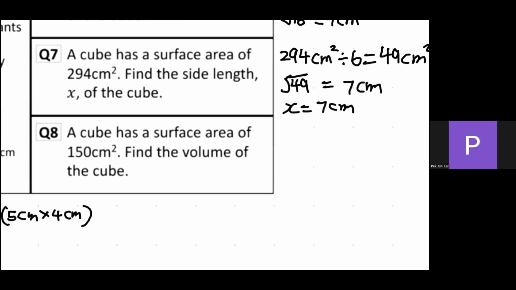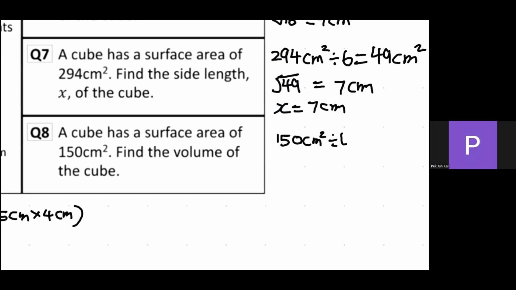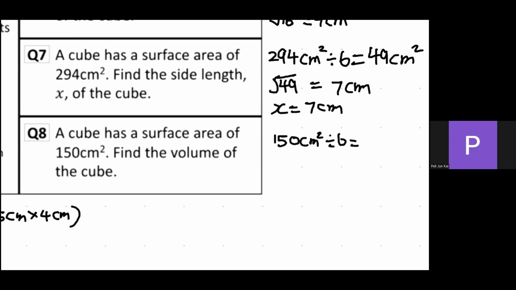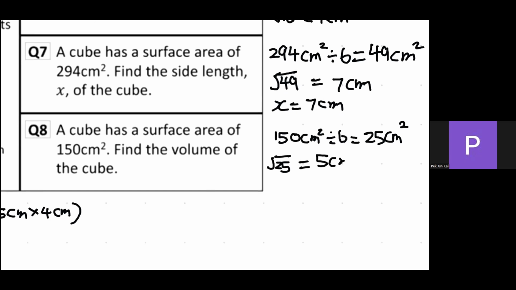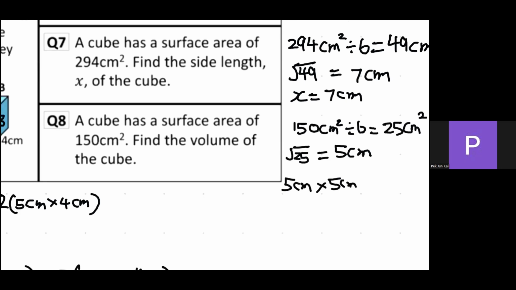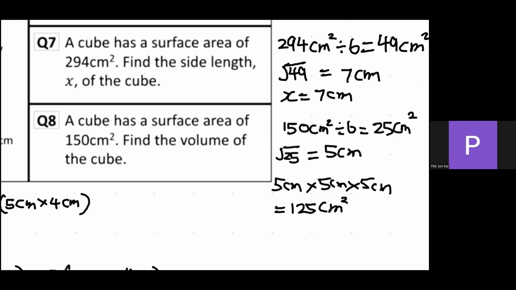A cube has a surface area of 150 cm square. Find the volume of the cube. So again, we can find the side length first. So a cube has 6 faces, so 150 cm square divided by 6. We would get 25 cm square. So we square root 25 cm square to get 5 cm, which is the side length. And to find the volume, we take 5 cm times 5 cm times its height, 5 cm. We would get 125 cm cubed. So this would be the answer for question 8.